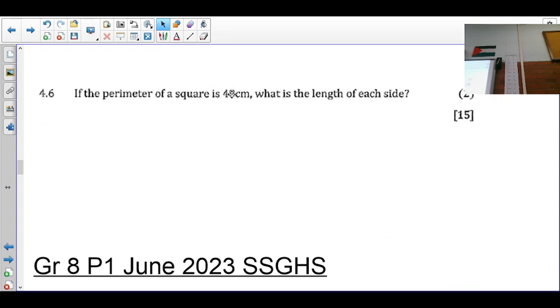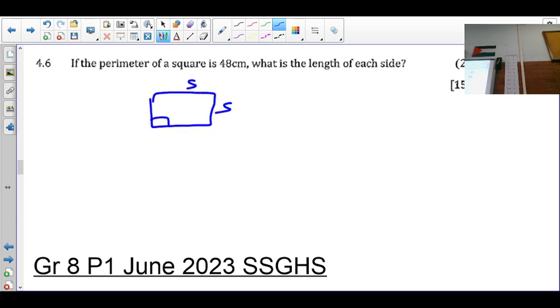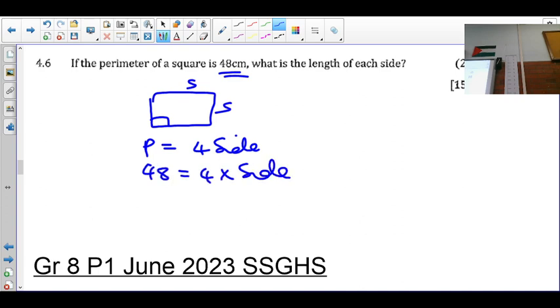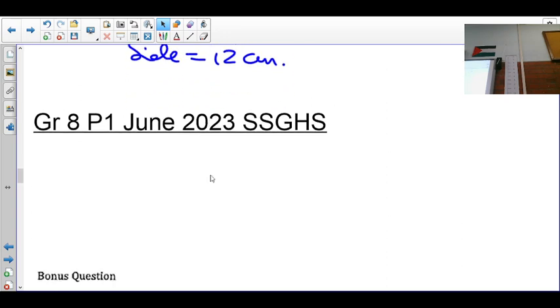The next one. If the perimeter of a square is 48 centimeters. So we've got the square. Remember, for a square all sides are equal, not so? The perimeter, how do you calculate the perimeter? It is 4 times side. It's 48. What is the length of each side? So it's simply 48 is equal to 4 times your side. 4 times what is 48? 4 times 12. So the length of each side is going to be 12 cm. Or you can take the reverse operation.